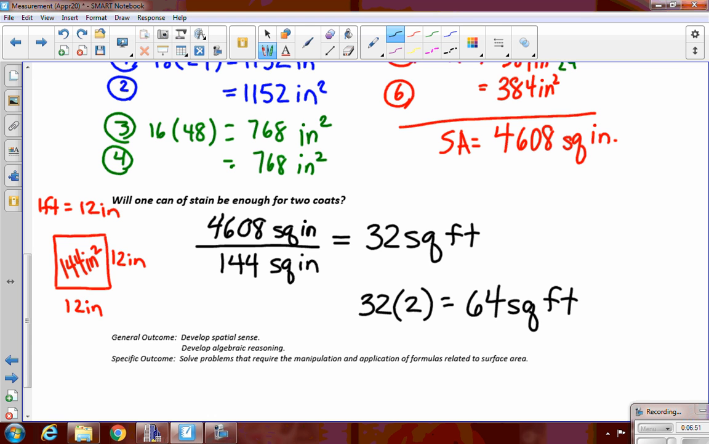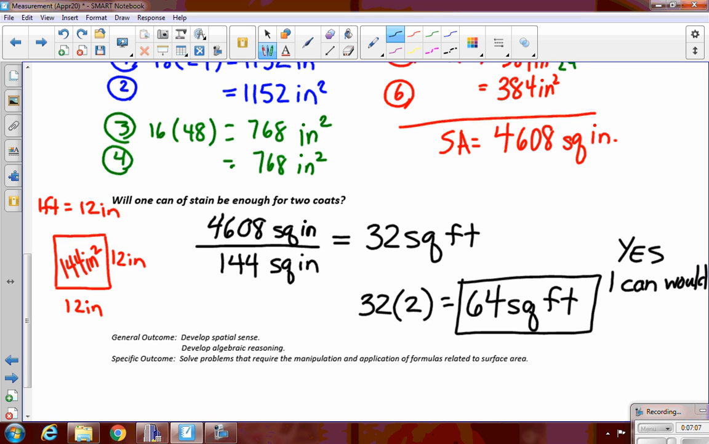The question does say that 1 can would cover 80 square feet. Well, that's more than enough to cover here. So to answer this question, will 1 can be enough for 2 coats? We'd say yes. 1 can would work. So make sure you always answer the final question.